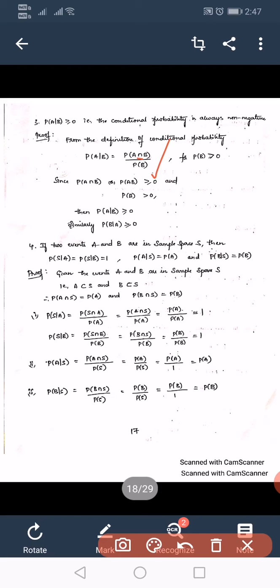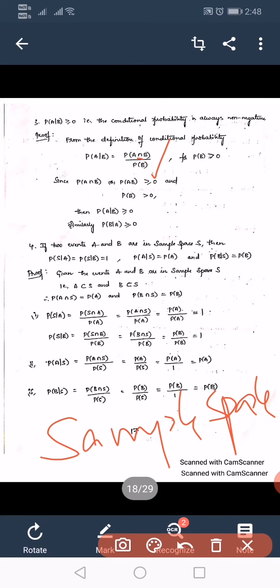Next, the fourth property: if A and B are two events in the sample space, then we have to prove that P of S given A equals P of S given B equals 1, and the second one is P of A given S equals P of A, and probability of B given S equals probability of B. What is S here? S represents the sample space.